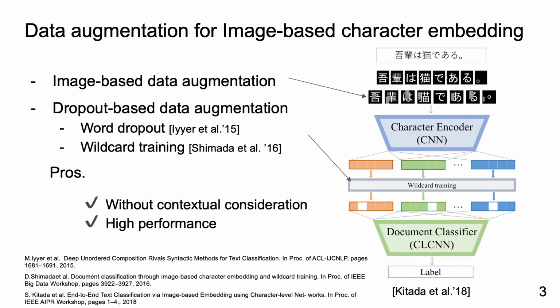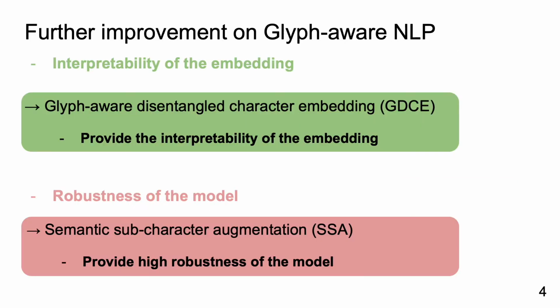Data augmentation is essential in deep learning in terms of ensuring the robustness of the model. In general, in NLP, it is difficult to apply data augmentation because of the need to consider the context. By using image-based character embedding, we can apply a variety of data augmentation methods used in computer vision that do not require contextual analysis. In sum, image-based character embedding is very effective for processing Asian languages.